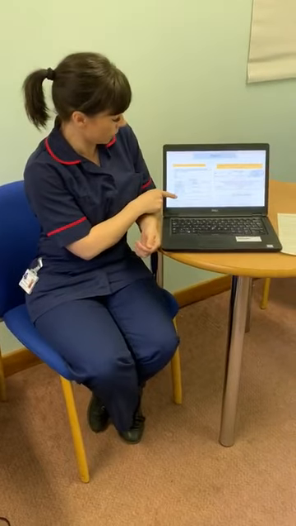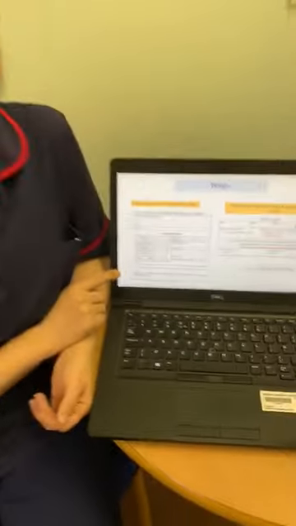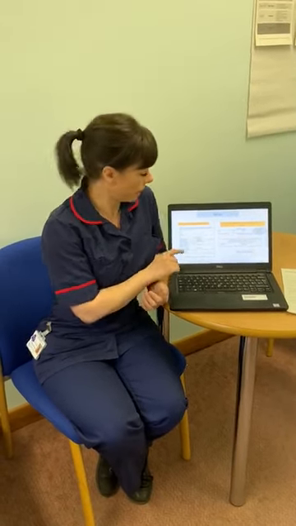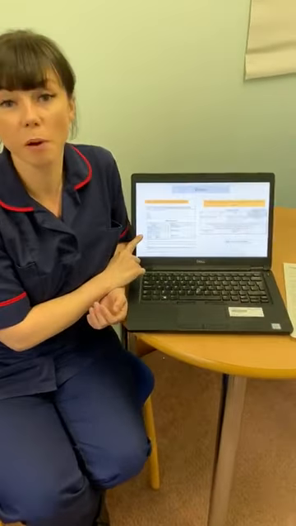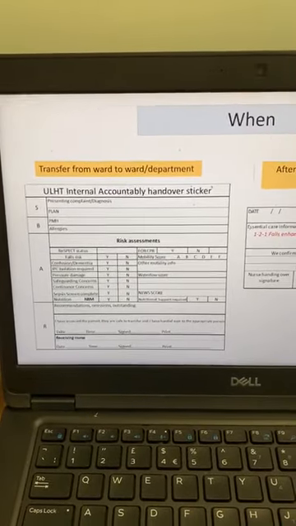So here I'm just going to bring to your attention the accountability handover sticker. This is going to replace the old checklist, the one that you fill out yourself. What's going to happen now is it's a ward-to-ward transfer, the responsibility of the sender to fill this out. It gives a snapshot in an SBAR format of all the things that you need to know to be able to care for the patient effectively.